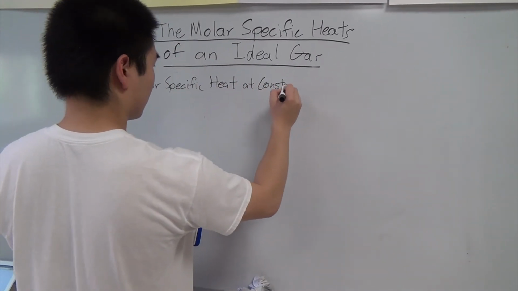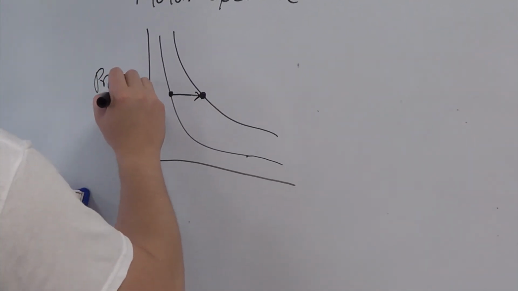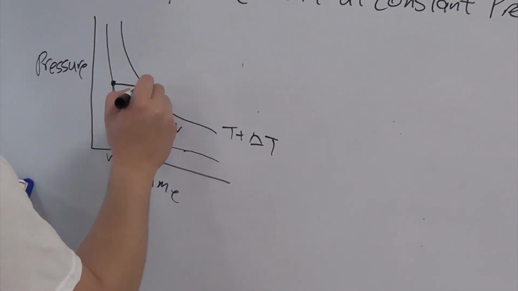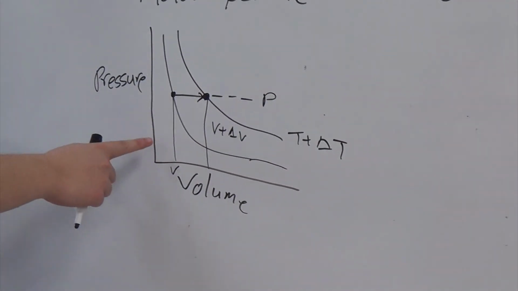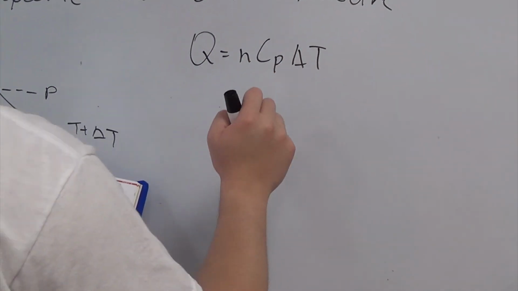Now we will solve for the molar specific heat at constant pressure. This graph shows that in order to increase the temperature T a certain amount delta T at a constant pressure, volume V is increased by an amount delta V. The area under the curve is work, which is equal to P delta V. So again, Q is the amount of heat added into the system to increase the energy of the gas. Through experiments, we find that Q is related to the temperature change by Q equals n C sub P delta T, where C sub P is the molar specific heat at constant pressure.